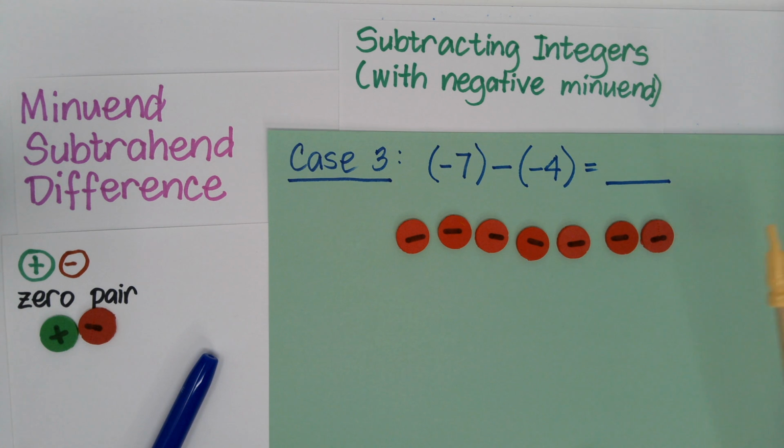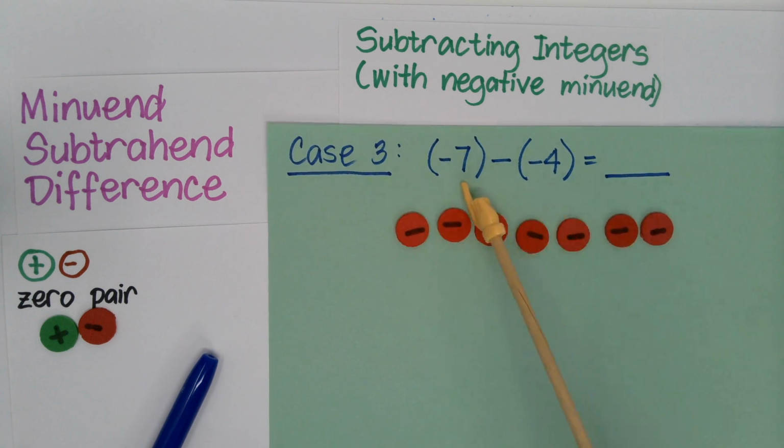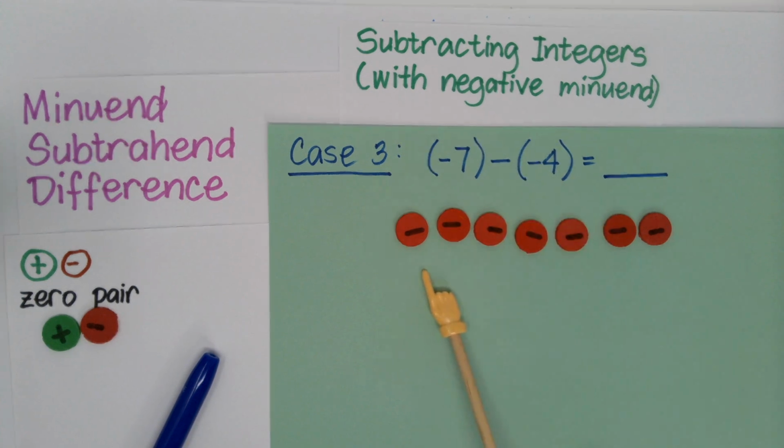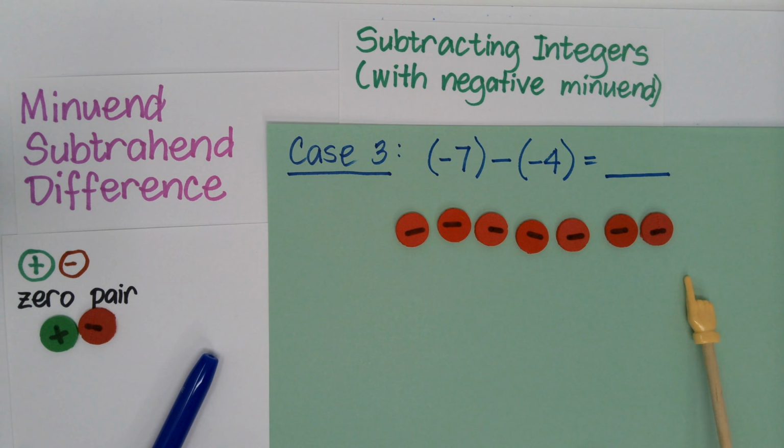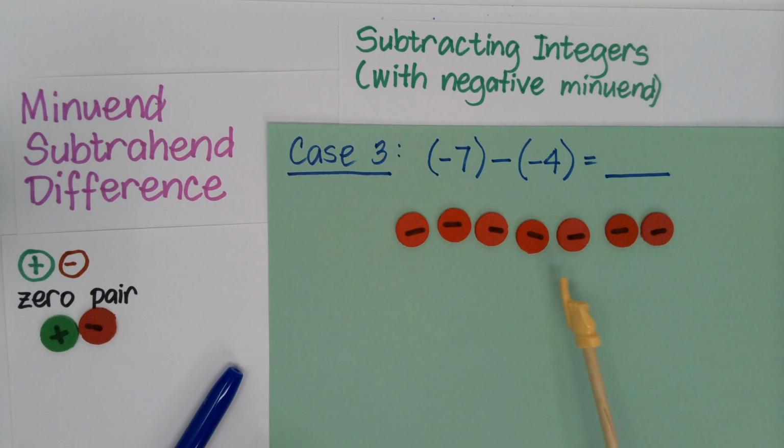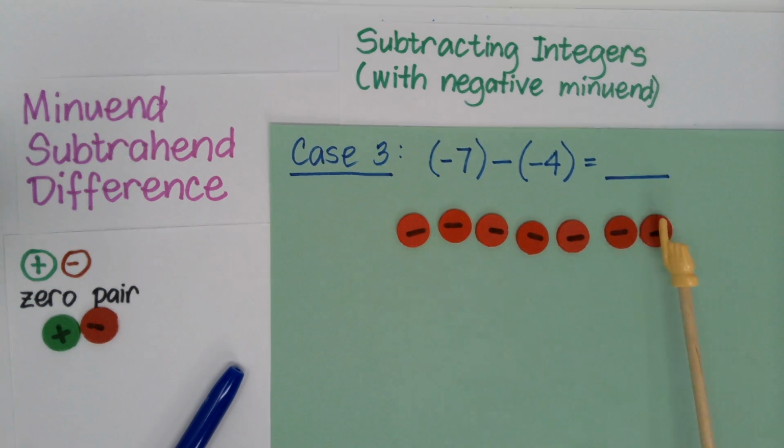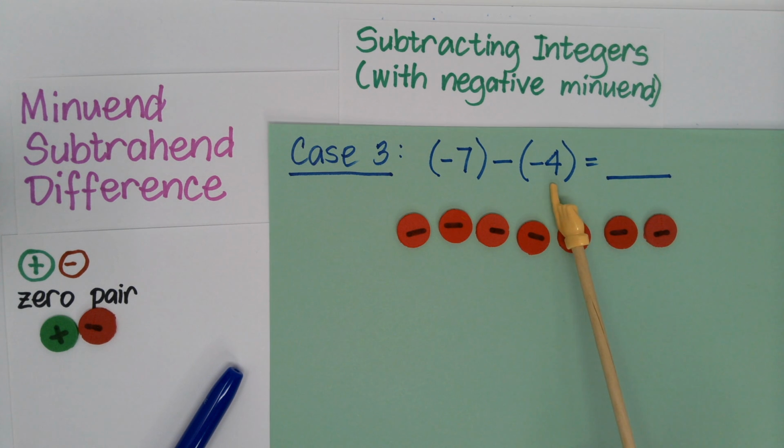Okay, so the third case, we have negative 7 minus negative 4. So we have negative 7 take away negative 4. So this, we have 7 negative discs, and from the 7 negative discs, we are going to take away negative 4. So we don't have to introduce other discs or zero pairs because we have what we need to take away.